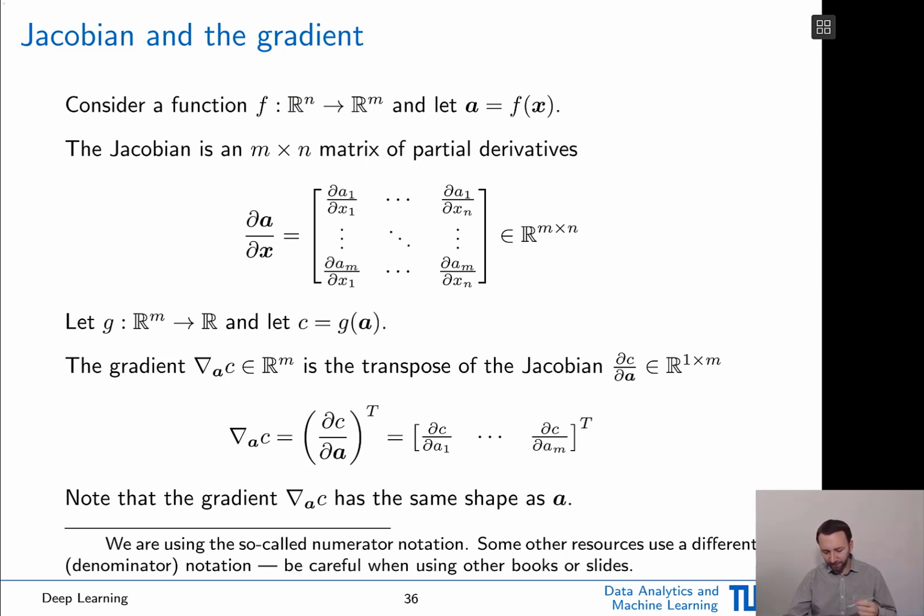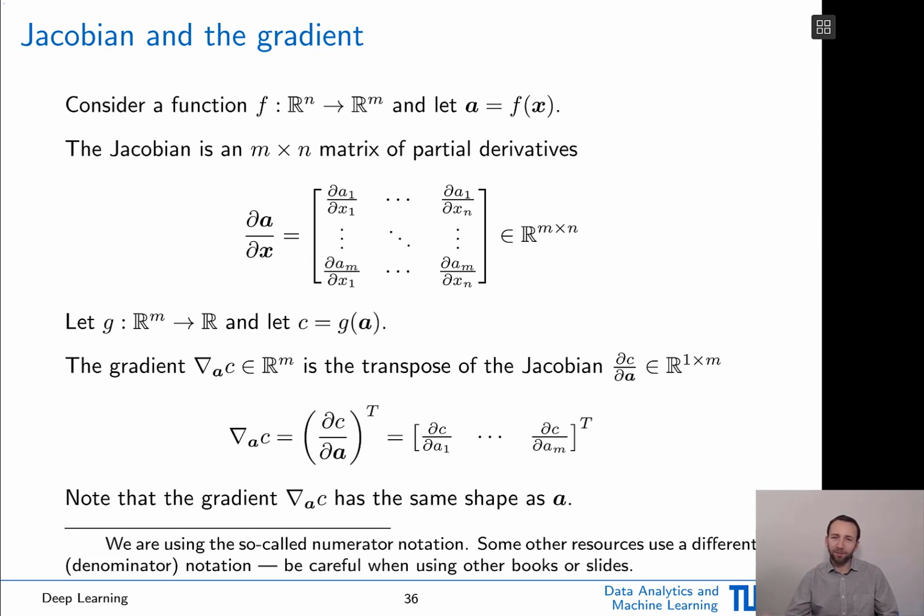Okay. One last point. Note also that the gradient, of course, has the same shape as the input to the function, right? So here, this vector, like a 5-dimensional column vector, has the same shape, same dimensionality, as the gradient, while the Jacobian for this function would be transposed. Okay.